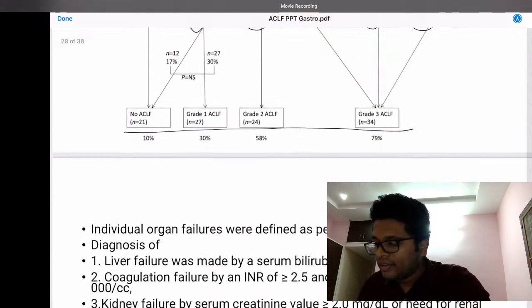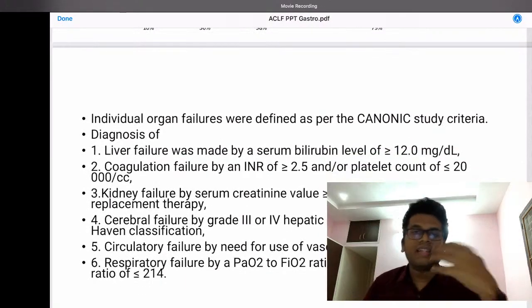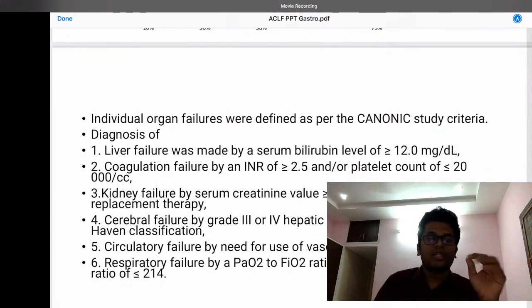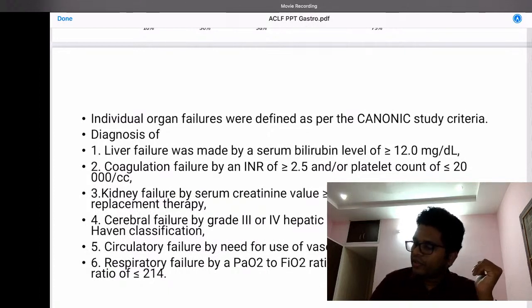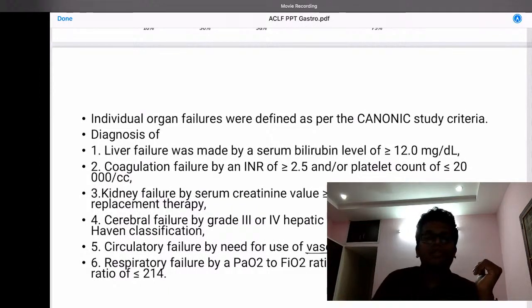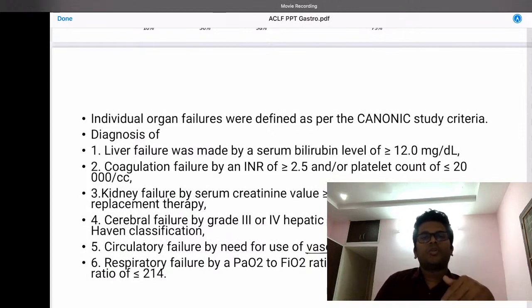Okay, there the definition for organ failure, which was very similar to the CANONIC study, was this. That is, liver failure was defined by bilirubin more than 12. Coagulopathy was defined as platelets less than 20,000 or INR more than 2.5. Renal failure was defined by need for RRT or a creatinine level more than 2. Cerebral failure was defined as grade 3 or 4 hepatic encephalopathy according to West Haven. Circulatory failure was defined as vasopressor requirement. Respiratory failure was defined as PF ratio less than 200 or SpO2 by FiO2 ratio less than 240.